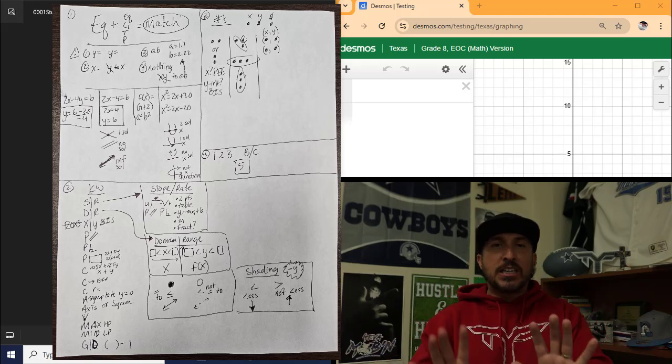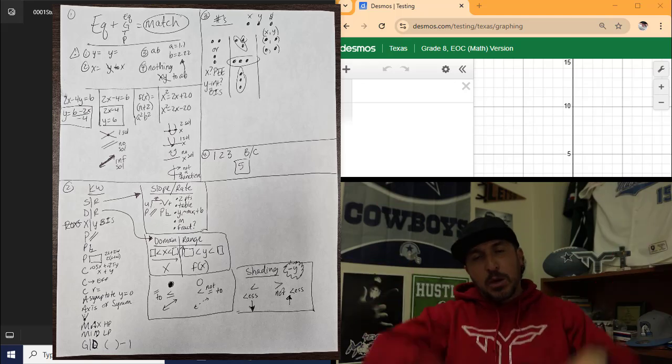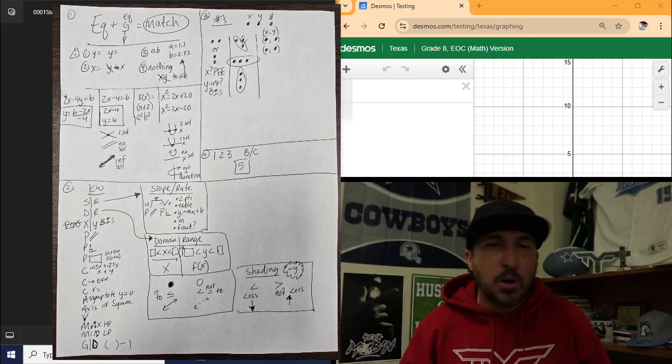And then the last part we have GD, that stands for growth and decay, and you have the parentheses -1 right next to that. Those are the key words. You have to know those things. We're gonna go over every single one of those right now in this video.